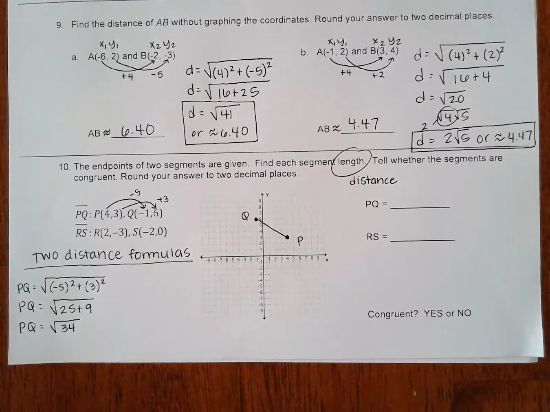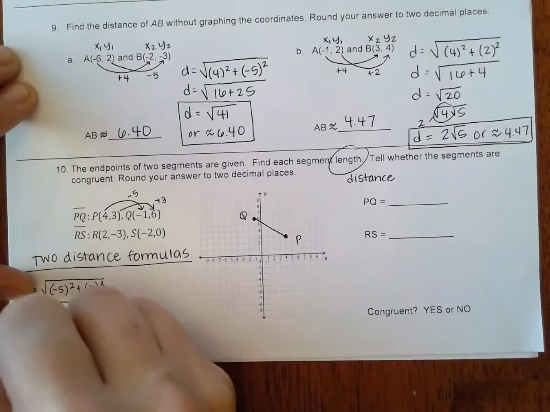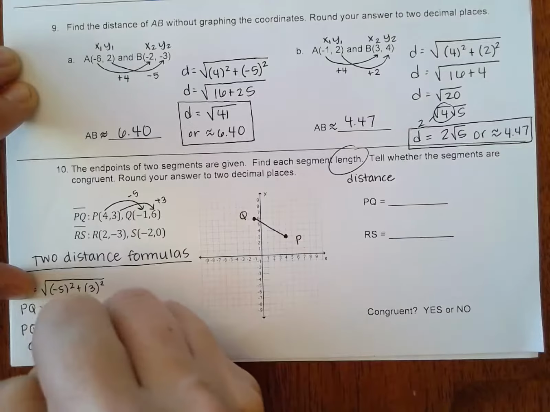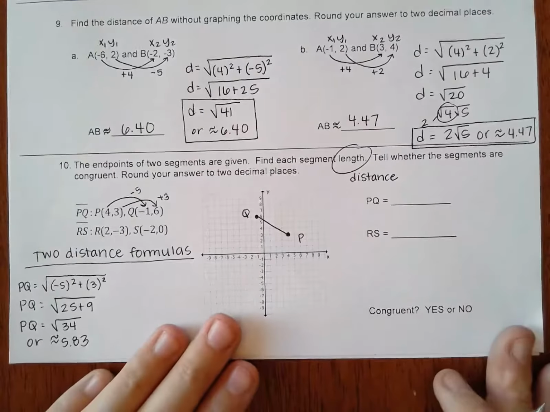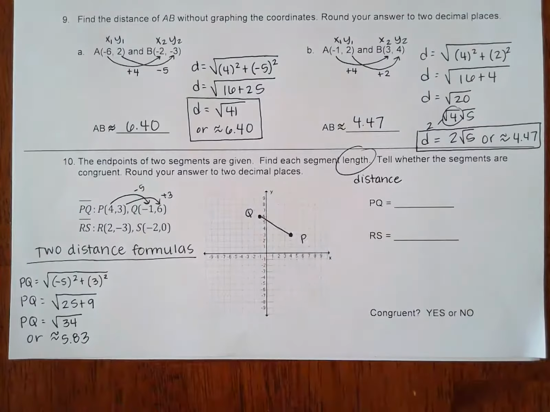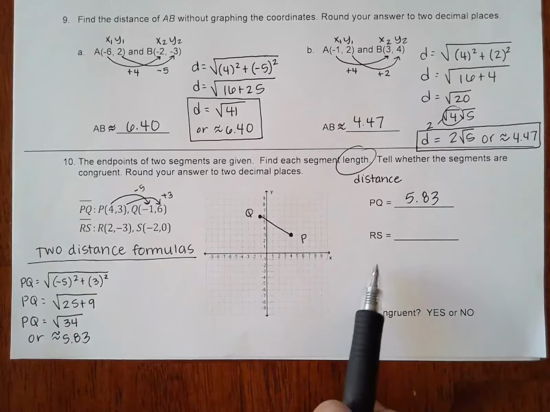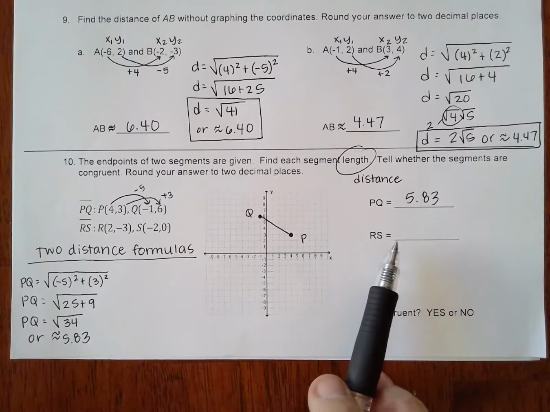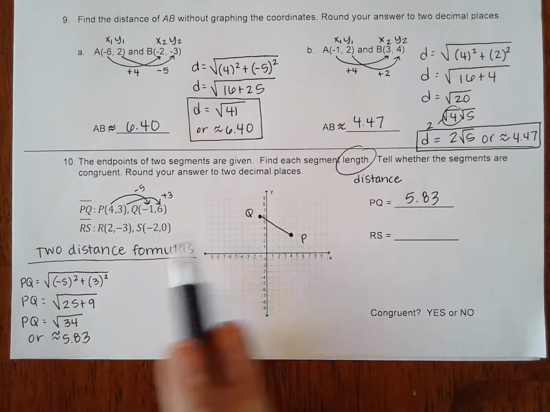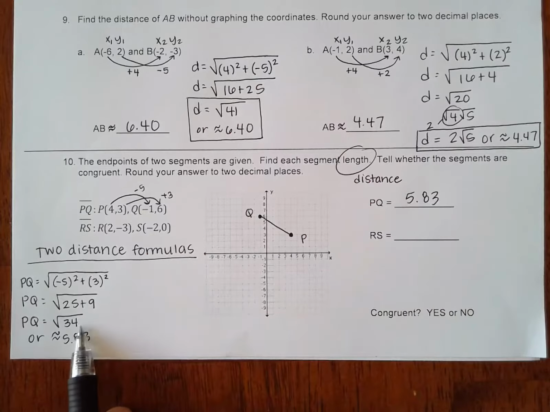34 doesn't have any perfect squares hiding underneath it, so I'll just convert that to a decimal. So it's approximately 5.83 when I round it to 2 decimal places, like the directions to the question said. So from P to Q is 5.83. If RS is congruent to PQ, it means that when I do this next one, I have to get the same answer out. So it has to work out to be exactly the same thing, the square root of 34.